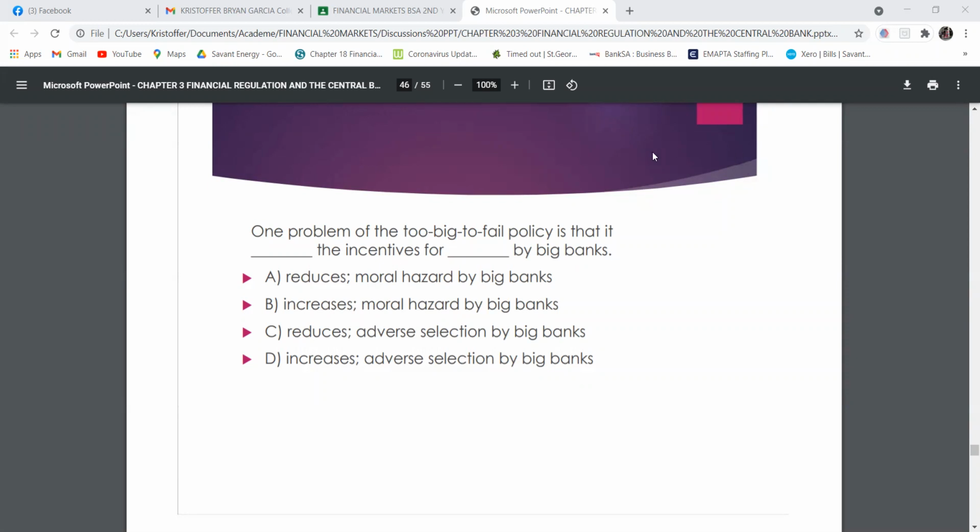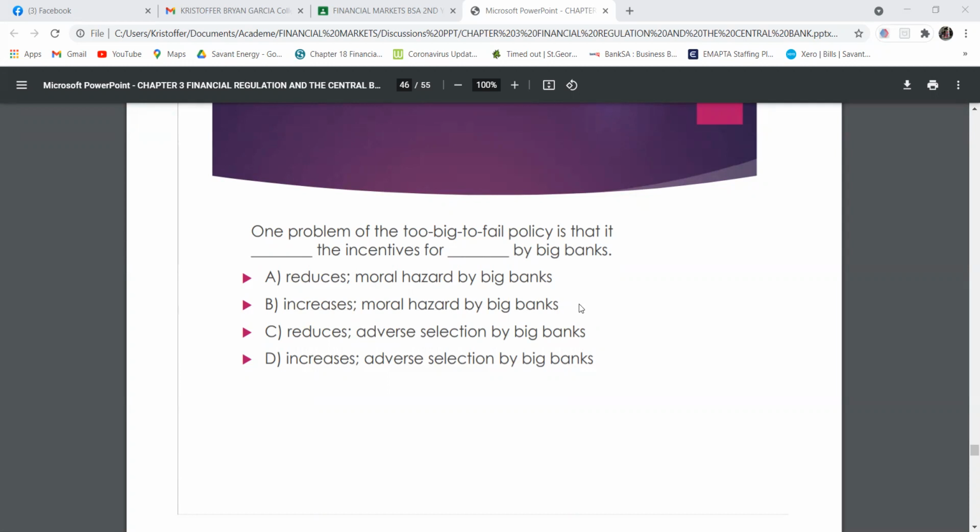Sino? Ken? Sure ba yung answer niya, sir? Yung tanong: one problem that too big to fail policies is that, according to him, it increases the incentives for moral hazard by big banks. Mm-hmm. Yes, sir, because when you say incentives, it's something that you can get back from the company, something that you received, you acquired. So once you regulate or you envision the moral hazard by big banks, you can secure this. You can ensure that your company will perform and have a stable competitiveness and consistency throughout the year in an industry.